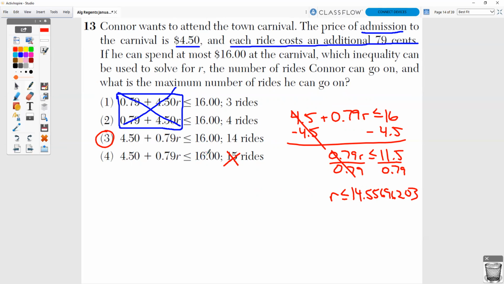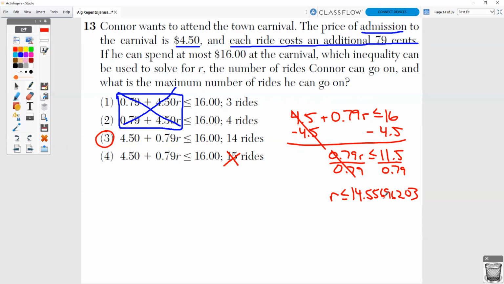Our inequality, less than or equal to 16, is the same for both of them. So that's just extra information that we don't need. We want to know the maximum number of rides that he can go on. So now you just want to solve that inequality. This is just a two-step inequality: minus 4.5 from both sides, divide by 79 cents. You get r is less than or equal to 14.5 and so on.